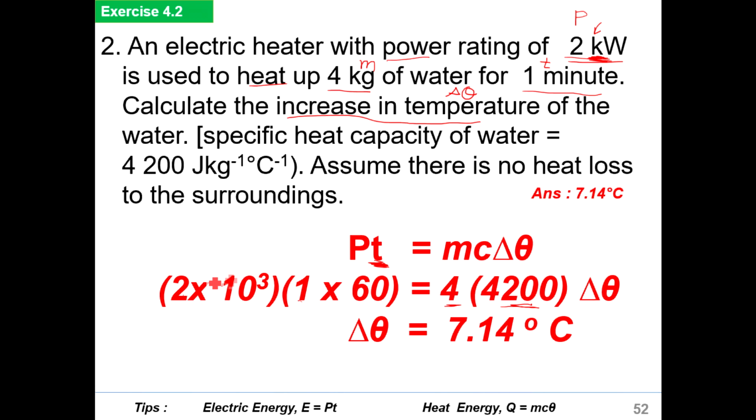The first mark is given when you show this sentence, which means that when you substitute P, T, M, C, this will be 1 mark. When you show this, you change from 2 kilowatt to watt and from minute to second, here can be given another mark. And then of course your final answer will be mark number 3.